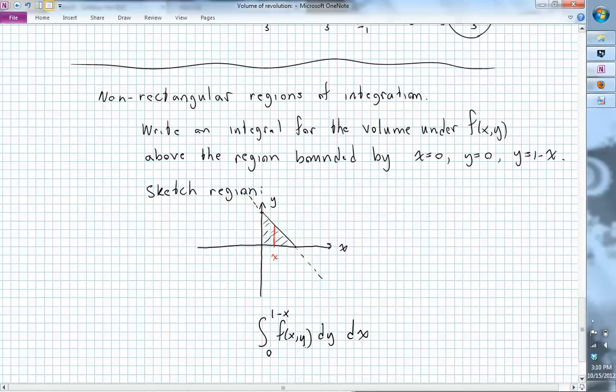So in the y direction, I always start at 0 and I always end up at 1 minus x. Often these outer limits are a little bit easier. The outer limits are really just describing where the slices exist. So where is the leftmost slice located? x equals 0. And where is the rightmost slice located? x equals 1. That's the volume integral.